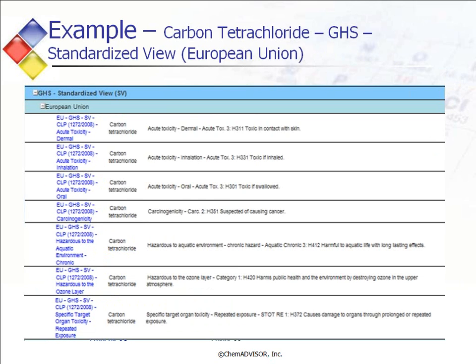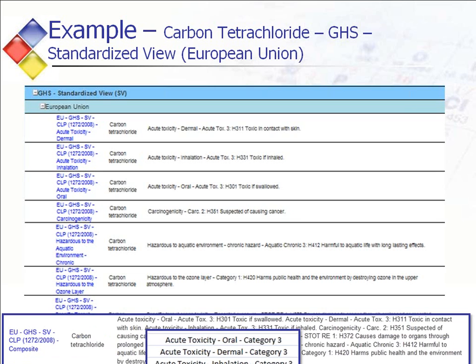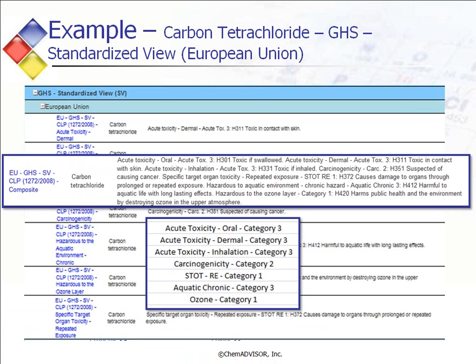The GHS standardized view lists, here we have the European Union, and for the next several slides is for the country-specific views. I've shown the endpoint-specific lists first. So you see here acute toxicity dermal, inhalation, oral, and then carcinogenicity, and then chronic aquatic, hazardous to the ozone layer, and specific target organ toxicity for repeated exposure. And then, as I mentioned, we have a composite view for each country. And that composite view shows the class, the route of exposure, the H code, and the H statement, hazard statement.